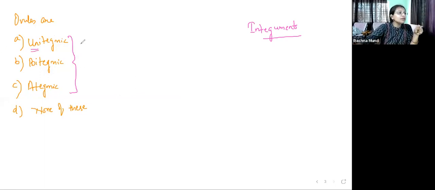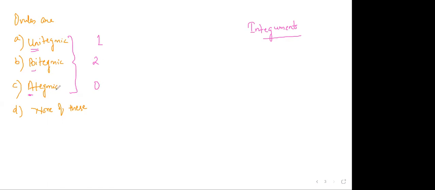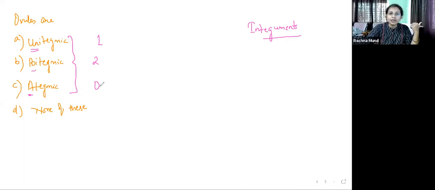Okay. Now, uni means one. So, if there is one covering, then that is unitechnic. Bi means two. If there are two coverings, then it is bitechnic. And what will be this? You tell me. I give you two. And what shall you understand by this? Atechnic. A means zero. The word A is used to denote absence of something, right? So if there are no coverings, no integuments present, then that is atechnic.